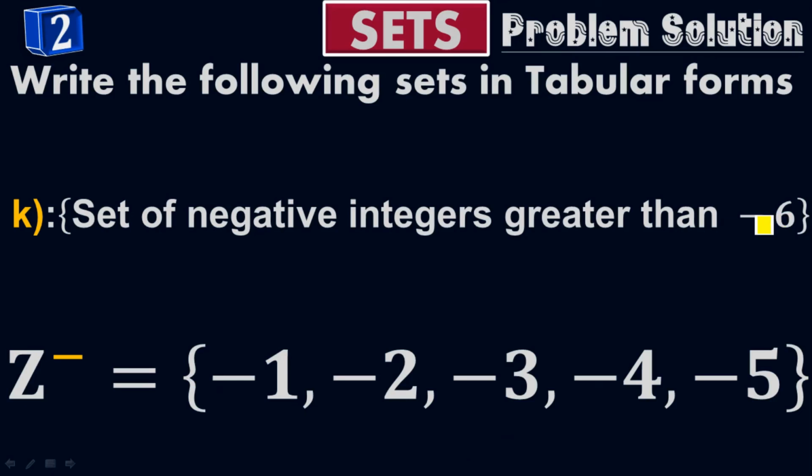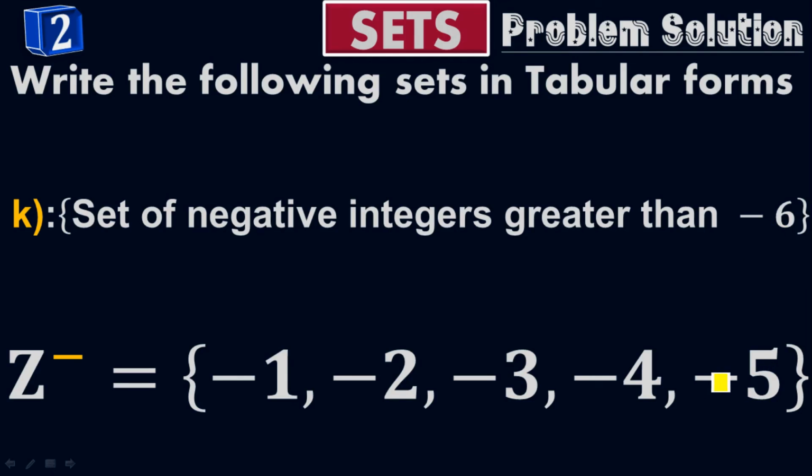Because make sure the bigger you have the number in negative, the smaller it is. -1 is bigger than -2. -2 is bigger than -3. -3 is bigger than -4. -4 is bigger than -5. -5 is bigger than -6.